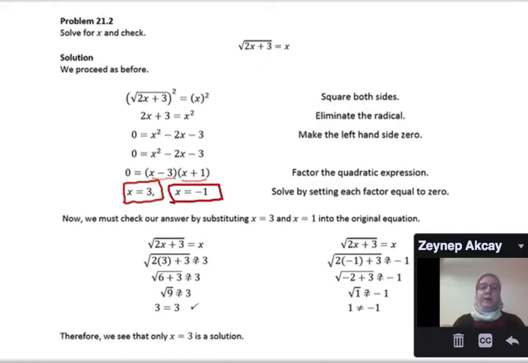So once we find the answers, we have to plug in and check, because sometimes we might get fake solutions. So when we plug in 3 to the original equation, we get 2 times 3 plus 3. Is that equal to 3? So we see that it's satisfied.